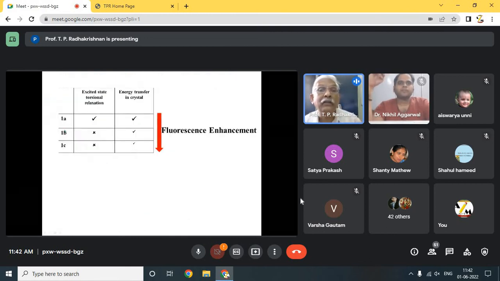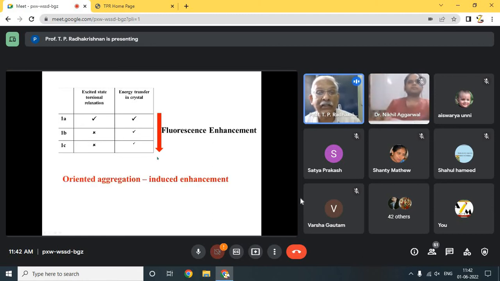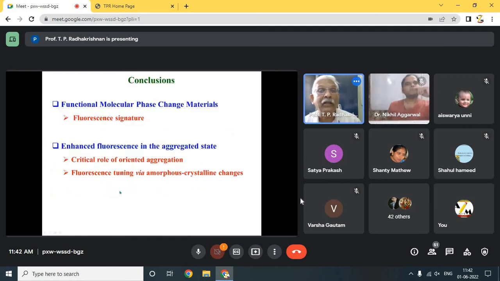So this is the broad model which we arrived at using all these models. Torsional relaxation is possible in 1A and it quenches the fluorescence. Fluorescence is enhanced in these two. Energy transfer is very high here, less here, and even less here. Leads to fluorescence enhancement. So instead of calling it aggregation induced enhancement, we call it orientation aggregation induced enhancement.